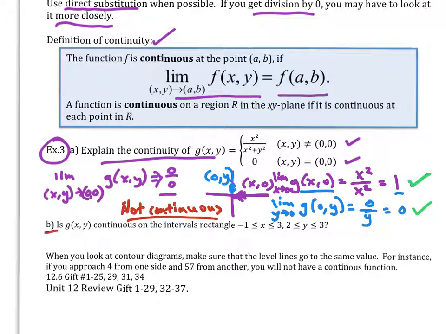Now part B asks, is g of (x, y), the same function, continuous on the rectangle where x is between -1 and 3 and y is between 2 and 3? All this is saying is, I'm not at 0, 0 anymore like I was up here. I'm at different places. Am I continuous? Well, if you observe this function, the only time we're going to have problems is when the denominator is 0. When are we going to have the denominator 0? Well, that's only at 0, 0. Am I going to get 0, 0 out of this at all? And the answer is no.